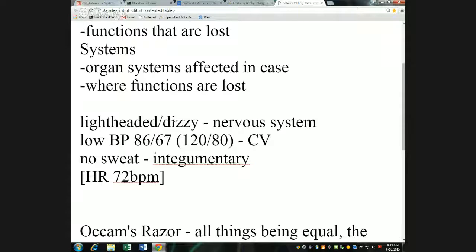Does anybody know what we call that condition when somebody gets dizzy when they stand up? Vertigo? No, that's when your sense of balance is off. Orthostatic hypotension, right. Hypotension means low blood pressure. What does orthostatic mean?